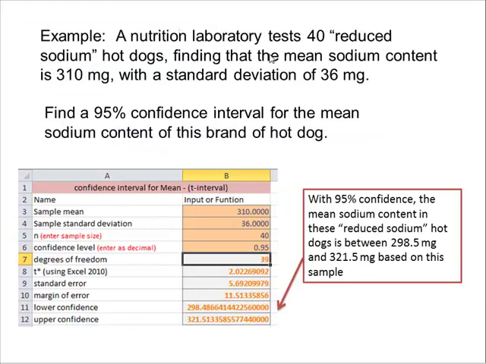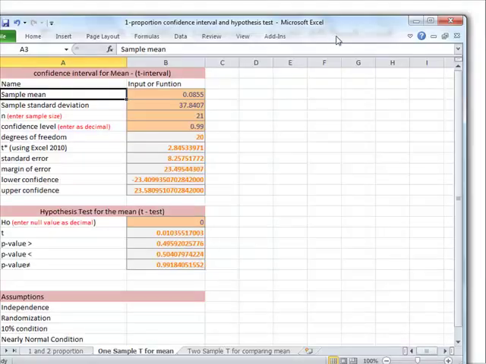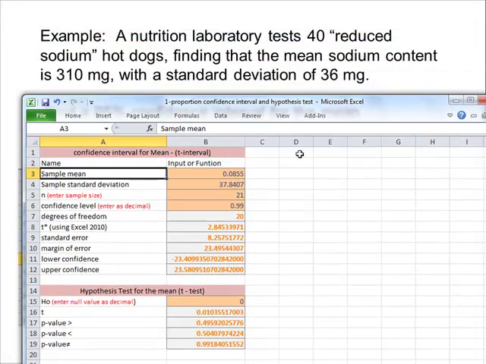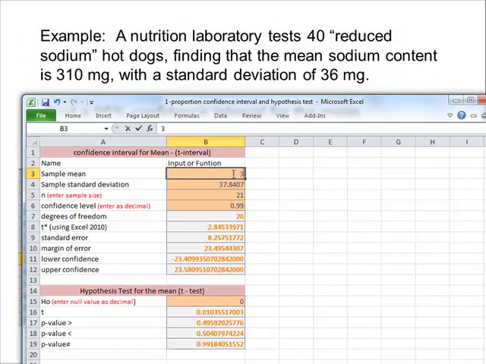A nutrition laboratory tests 40 reduced sodium hot dogs, finding the mean sodium content is 310 with a standard deviation of 36. We want to find a 95% confidence interval for the mean sodium content of this brand of hot dog. So we'll go to our Excel spreadsheet and input the information. The sample mean is 310. The sample standard deviation is 36. We tested 40 hot dogs, and we wanted a 95% confidence interval, so 0.95. And then it's going to calculate everything else for us.